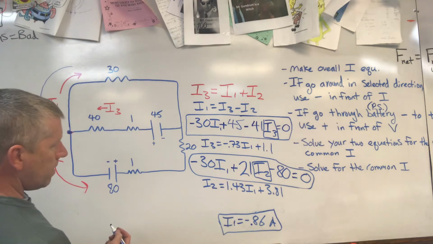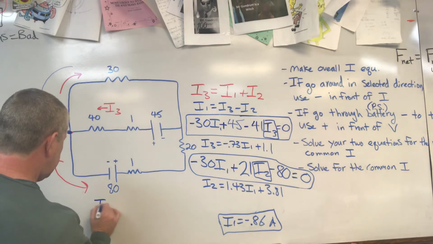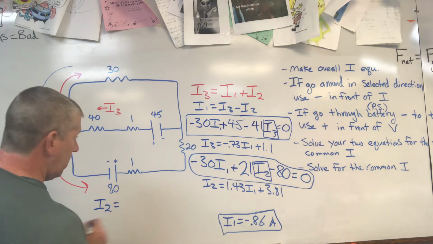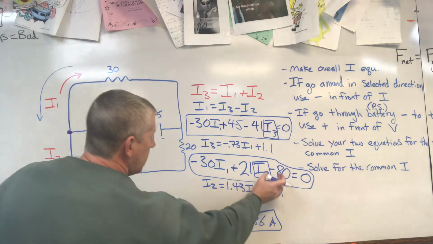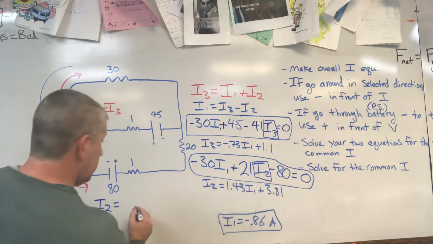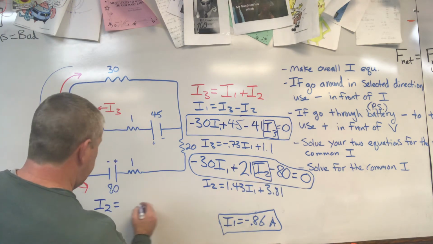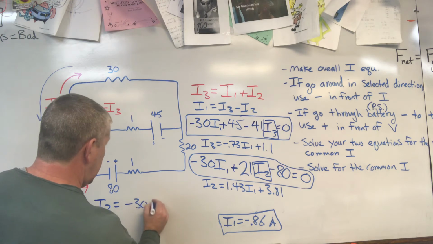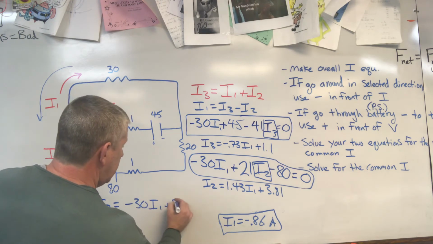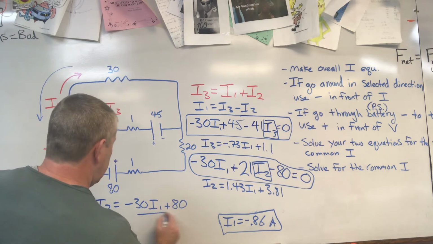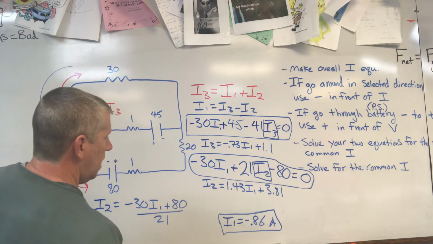Now remember I2, I had that set up at one point, and now I forget it, but it was I2 is equal to, I'm doing this math in my head, negative 30 I1 plus 80 divided by 21. Oh, it's right there.